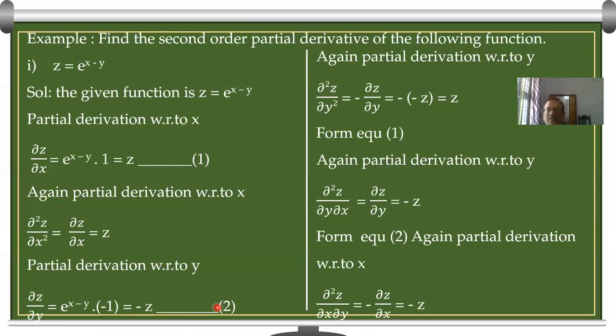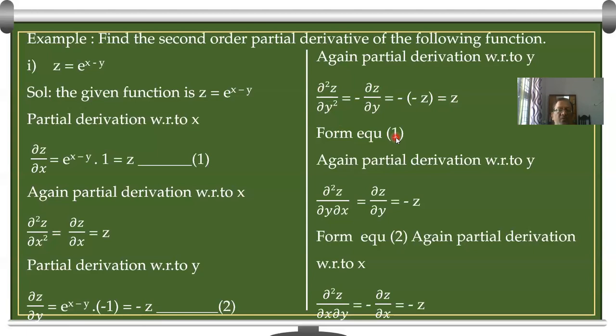It is the second equation. Now I am applying the partial derivative to this one, ∂z/∂y, with respect to y. Now ∂²z/∂y² equals the derivative of ∂z/∂y, and already we know that it is equal to minus z. Therefore, minus of minus z becomes z. Now here we have two second order partial derivatives. The first one is ∂²z/∂x², the second one is ∂²z/∂y².